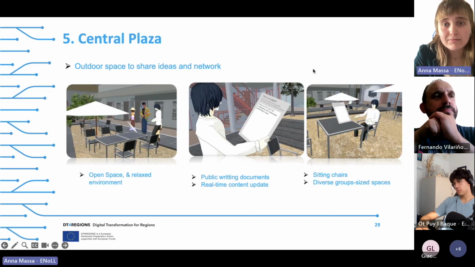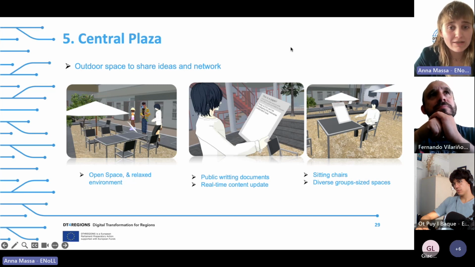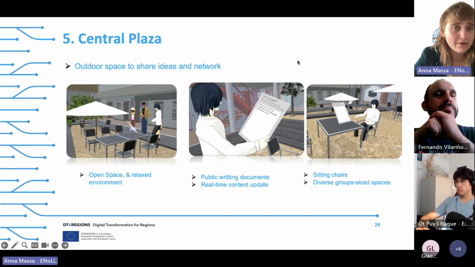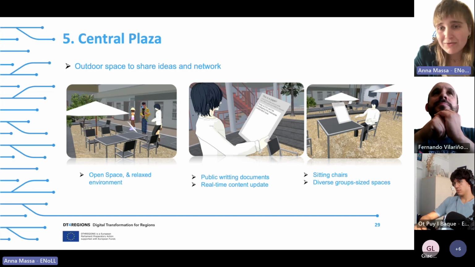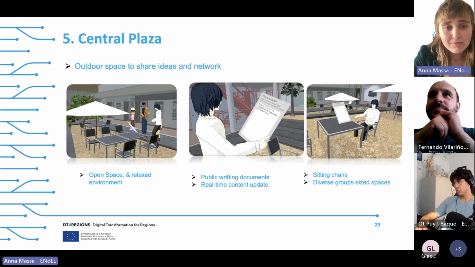Yeah, I think that there are only 2 places remaining. So this is the Central Plaza. As you saw in the video, this is an outdoor space. The main purpose here is to have a place to share ideas, to do some networking, not like in the cafeteria, but in an open space, and also to take a seat, right? There are different amounts of tables for different sized groups, so you can join a couple, you can join a 5 persons group, or you can just be sharing some particular notes with the people around you, right?